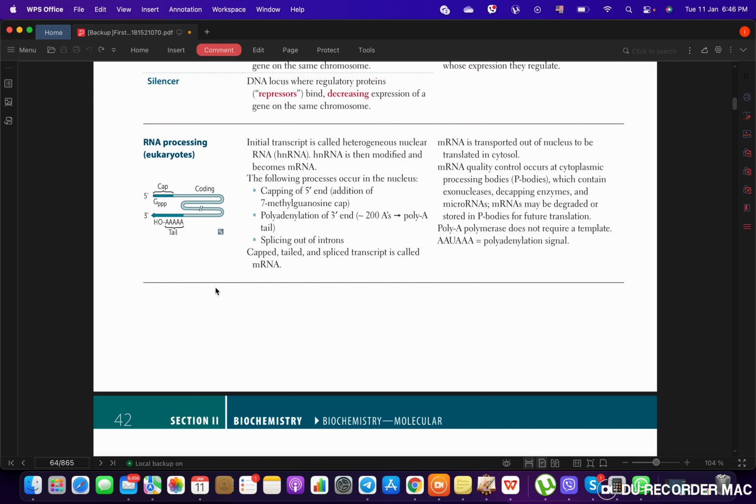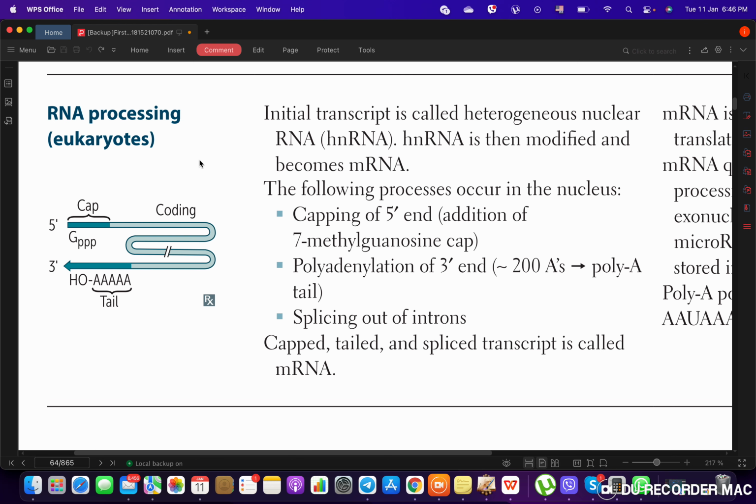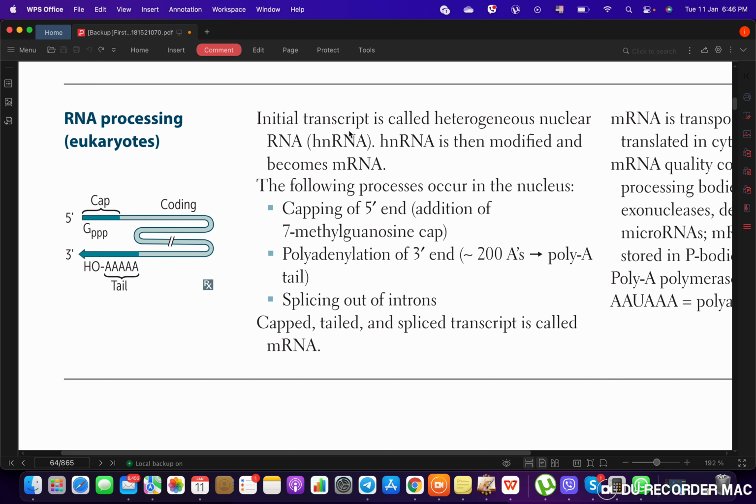Well, basically, we put the cap on for... no, the cap was not for protection. It's for recognition by ribosomes. The protection was the tail. Yes? Protection was the tail. The hat was the recognition. So initially, the transcript is called heterogeneous nuclear RNA. This hnRNA is then modified to become an mRNA. The mRNA is the best of the best. It's what we have in the end to make a protein out of it.